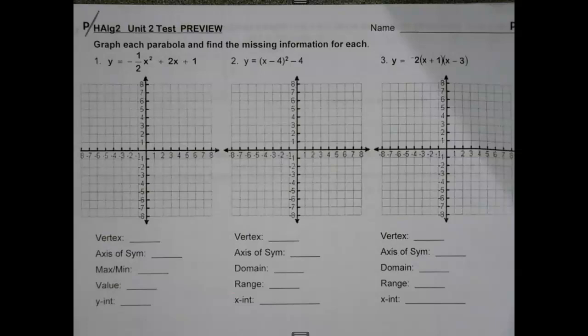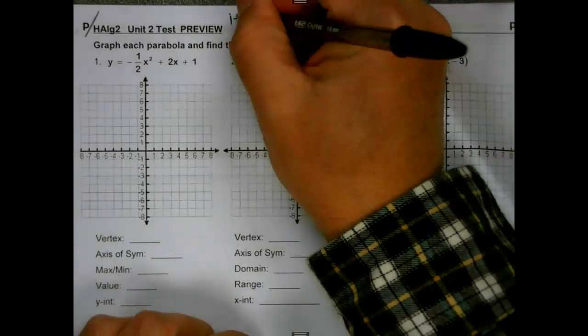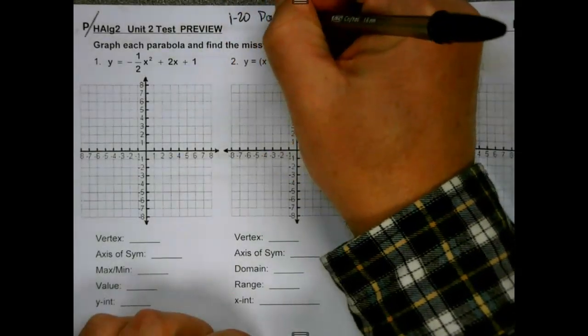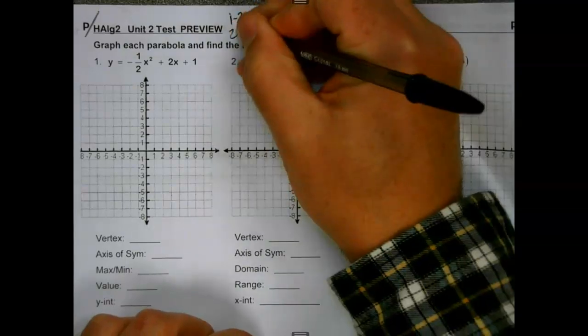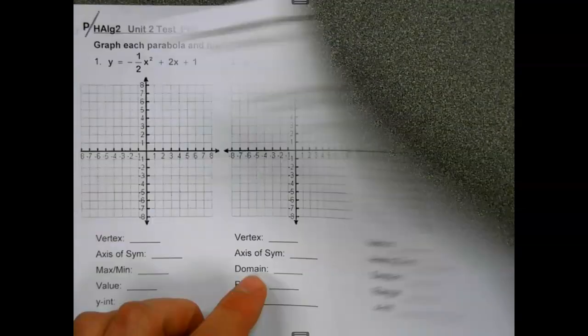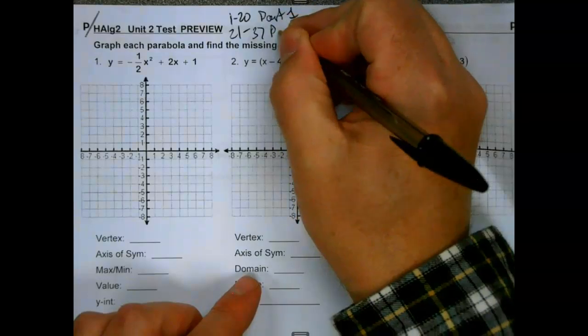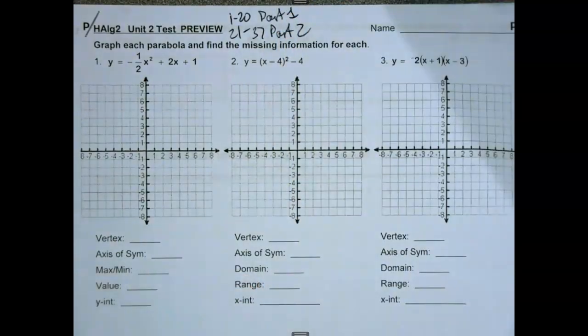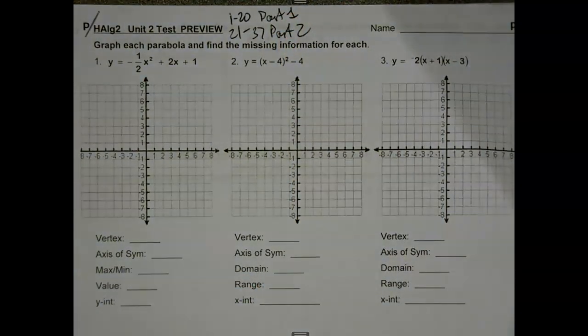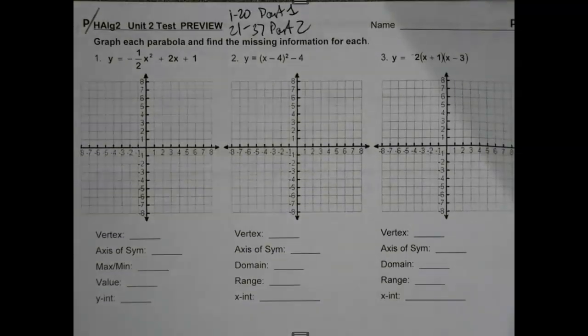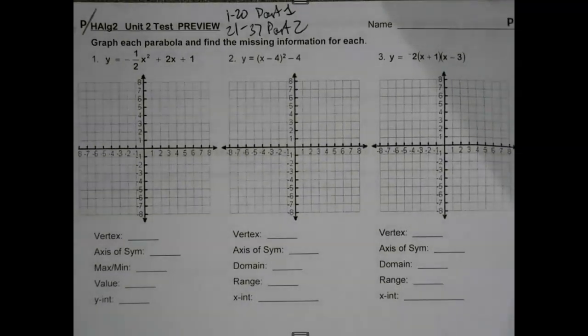So I'm dealing with numbers 1 through 20 for part 1, and numbers 21 through, I believe, 37, for part 2. Does that mean the test itself is going to be broken up in the same way? No. Very, very short, quick, and easy answer. No. Kind of in the same order, yes, and that's as far as I'm going to go with that.